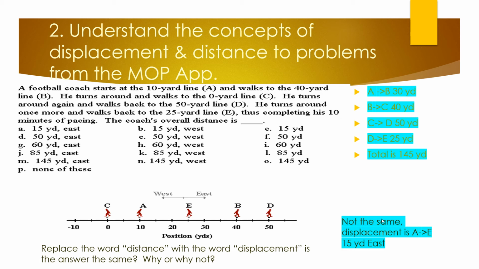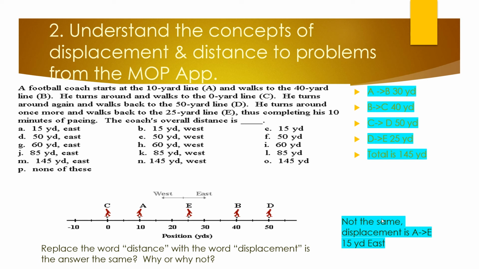C to D, he went from the 0 to the 50-yard line, so that's a total of 50 yards. And from D to E, he went from the 50 to the 25, so that is 25 yards. So if you add all those up, he goes 145 yards.